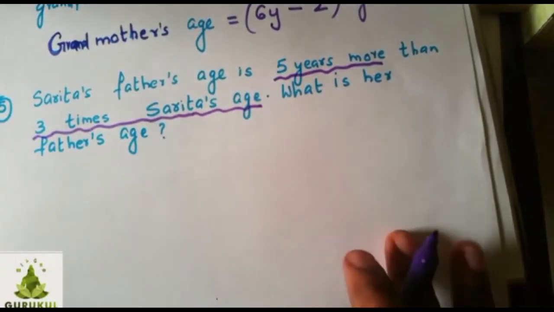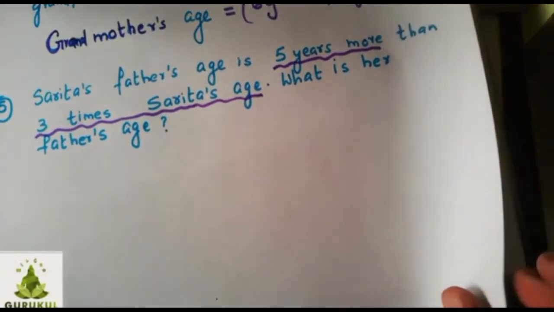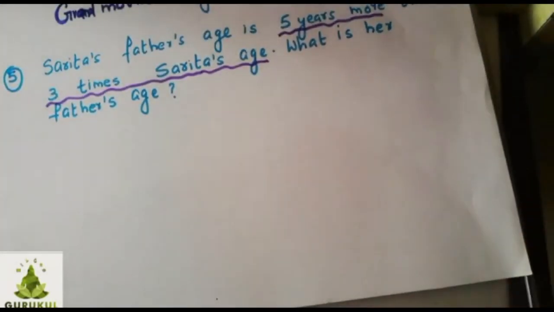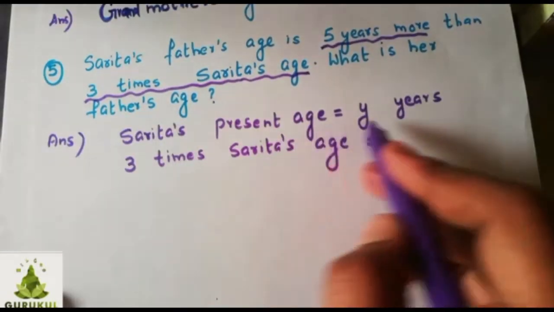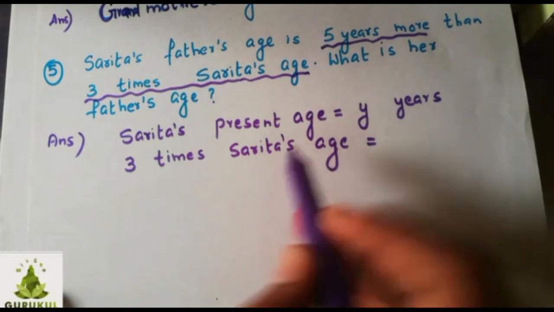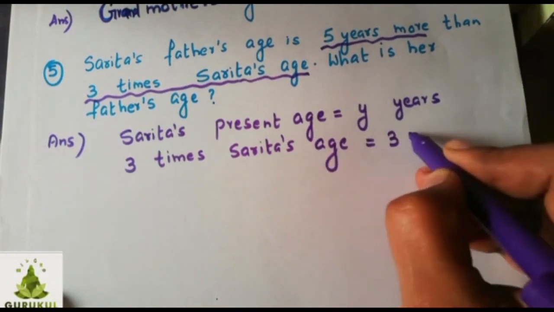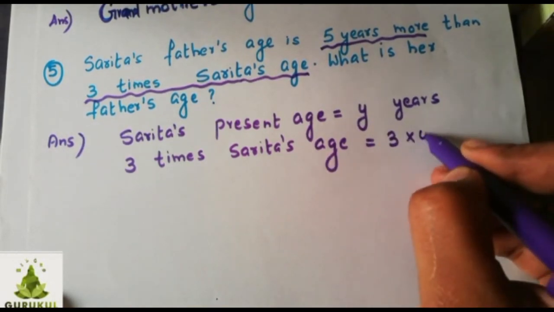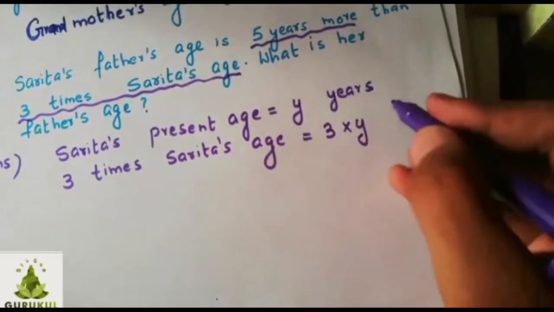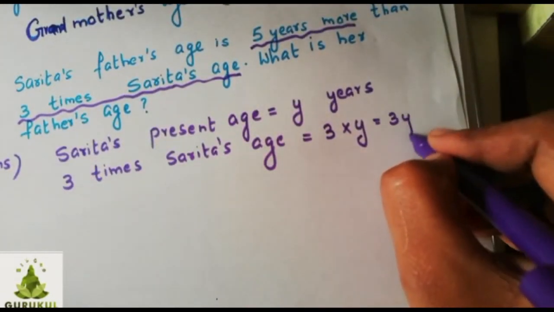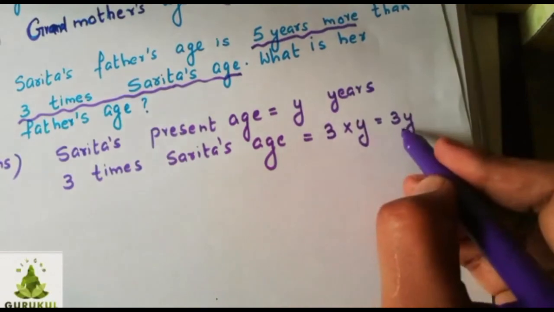So, Sarita's age we know it is Y years today. So, 3 times Sarita's age will be 3Y. See this, Sarita's present age is Y years, 3 times Sarita's age. 3 times means into Sarita's age, which is Y. So, 3Y. Is it clear? That is 3 into Y means 3Y. So, 3 times Sarita's age is this much.